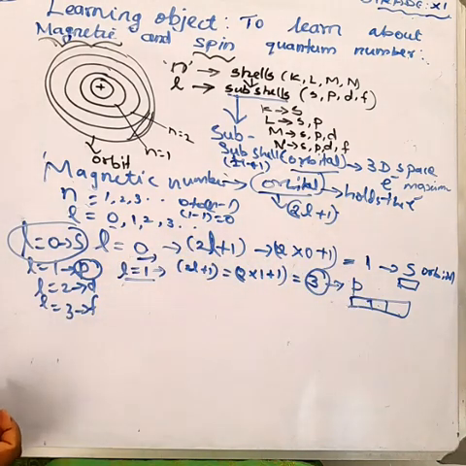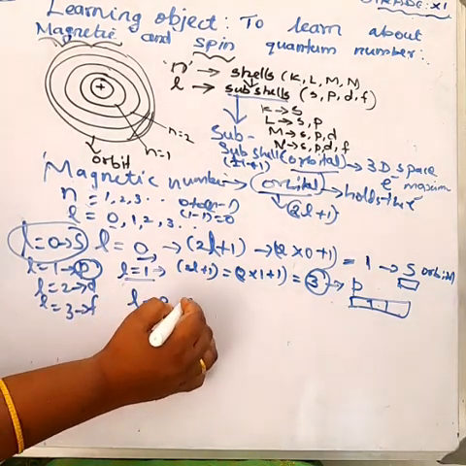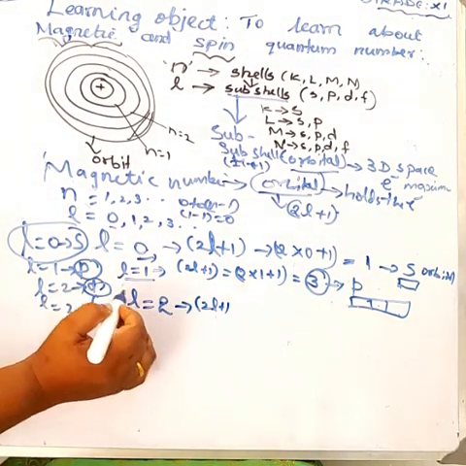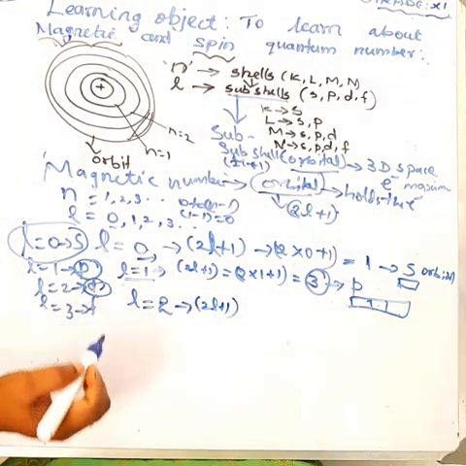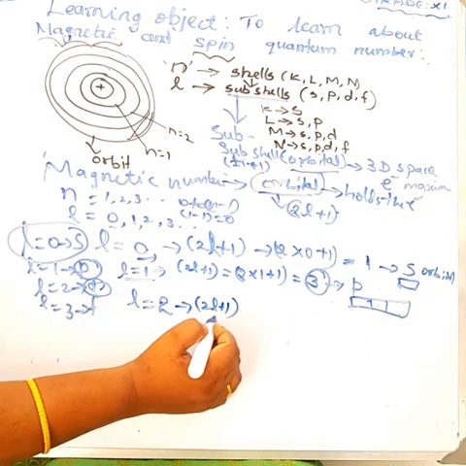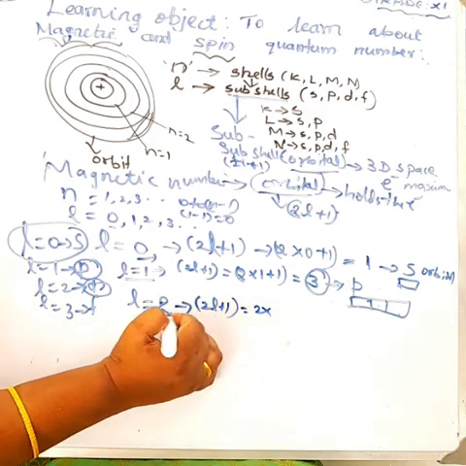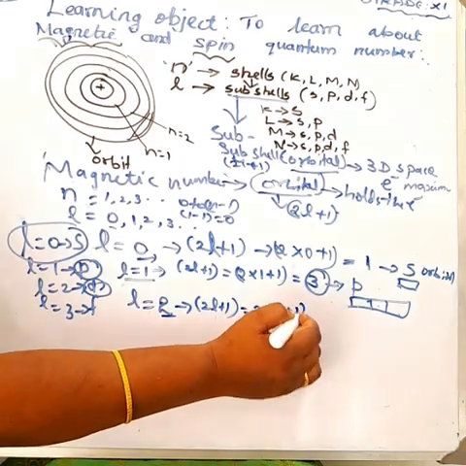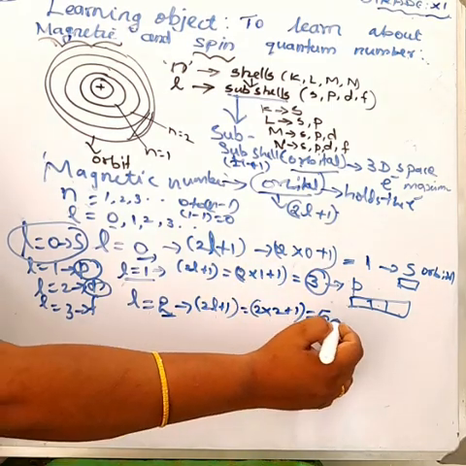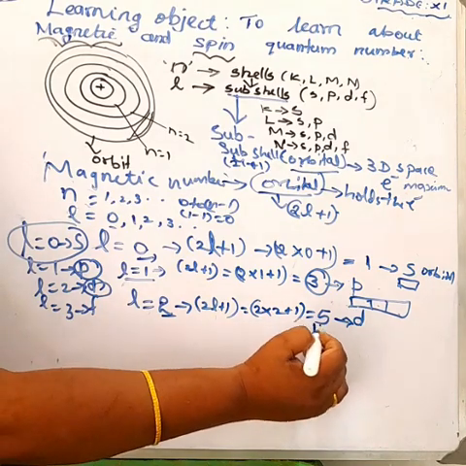And then what about L is equal to 2? L is equal to 2 means the D subshell. In this D subshell, how many orbitals are there? 2 into L value 2 plus 1 is equal to 2 into 2, 4, plus 1, 5. So 5 orbitals. The D subshell has 5 orbitals. Understood?